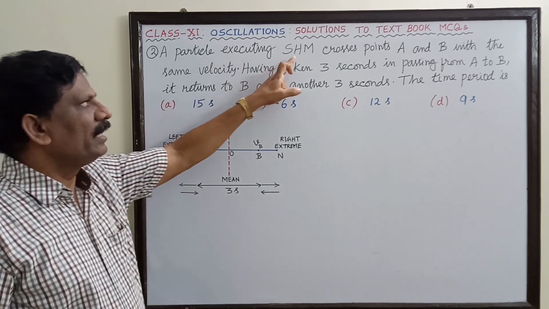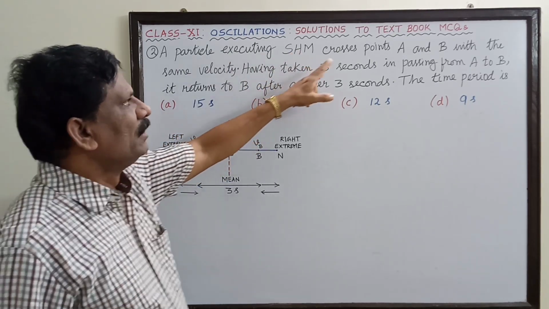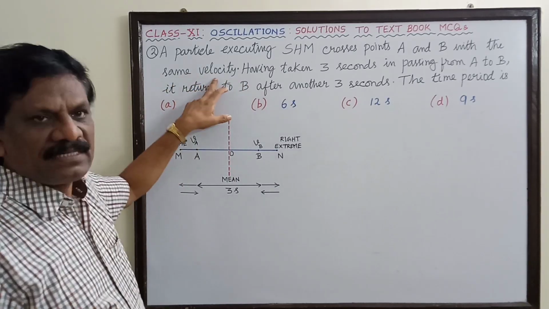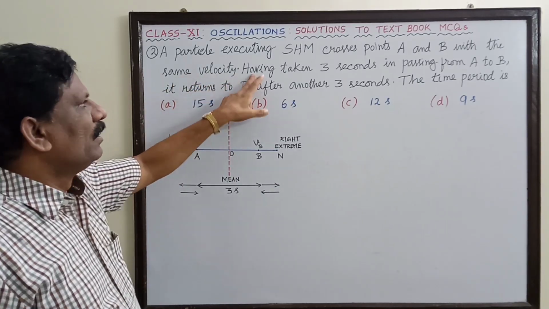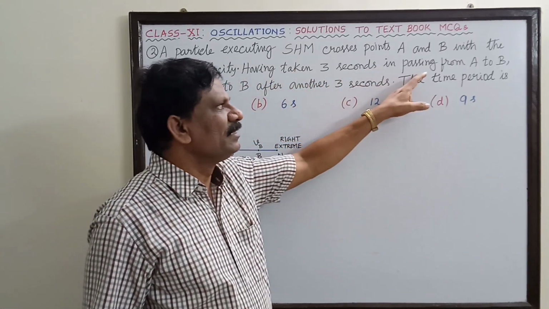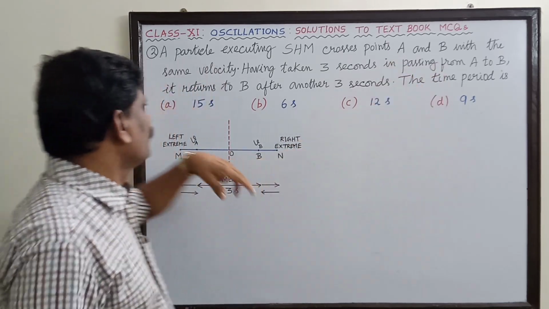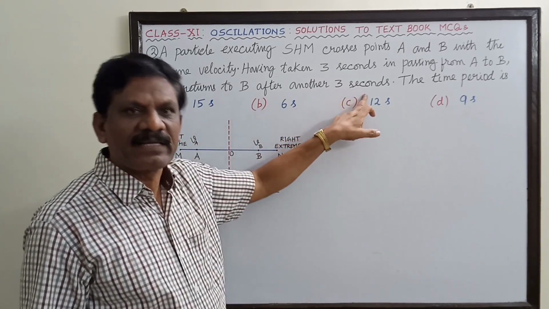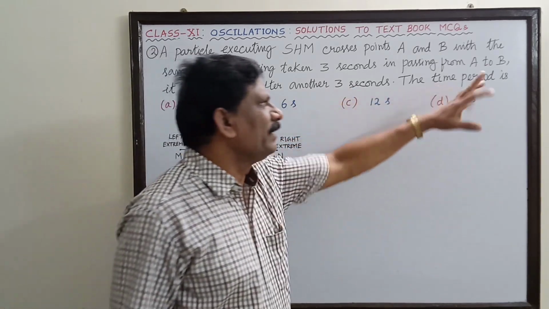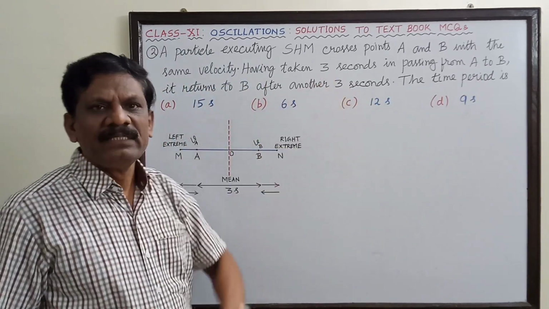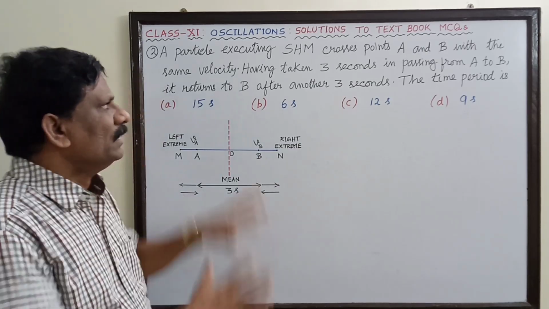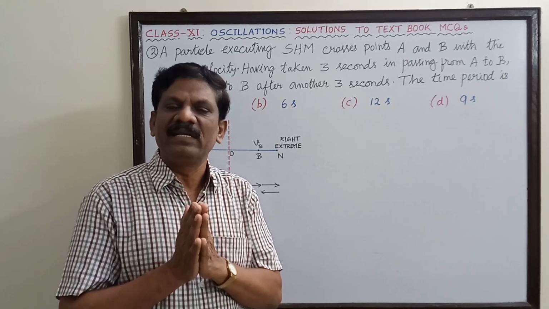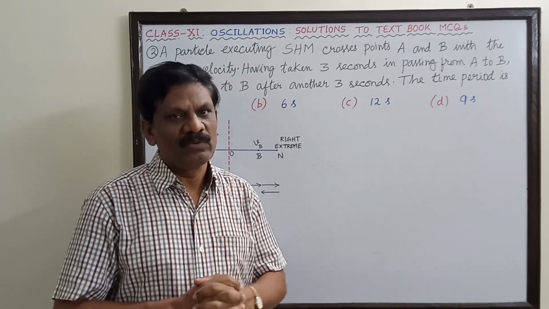A particle executing SHM crosses points A and B with the same velocity. Having taken 3 seconds in passing from A to B, it returns to B after another 3 seconds. Then the time period is to be determined. Such problems you will have to read many times and try to understand thoroughly.